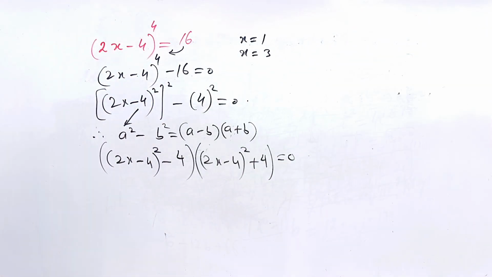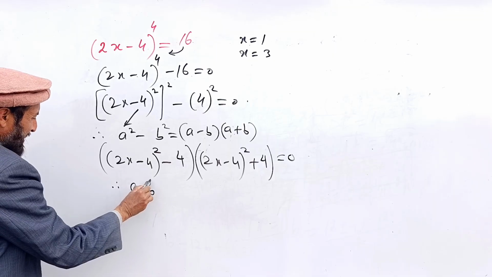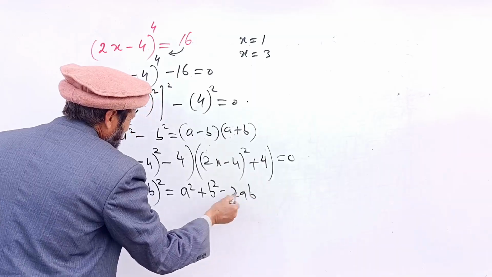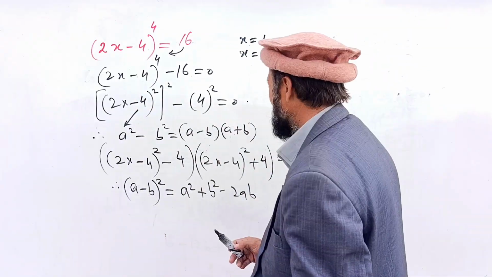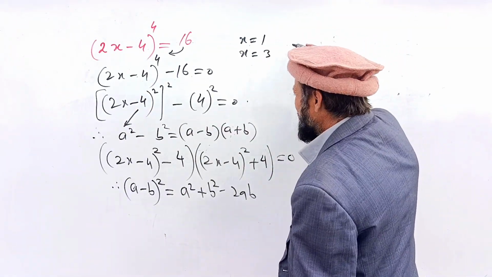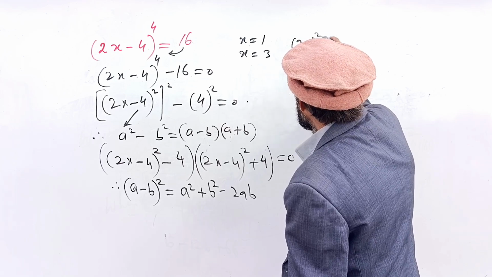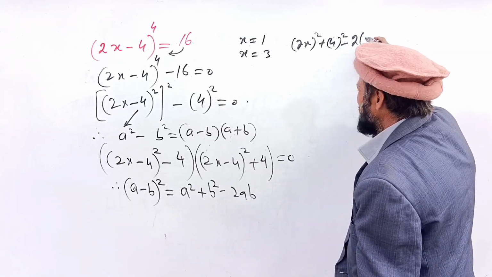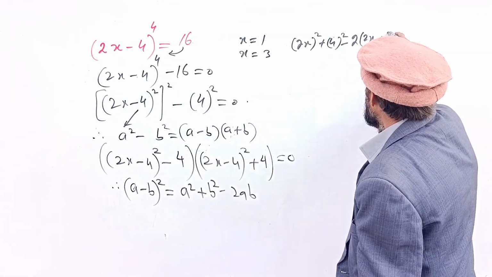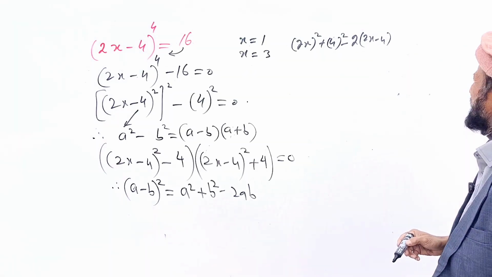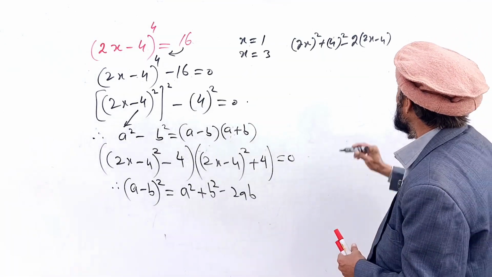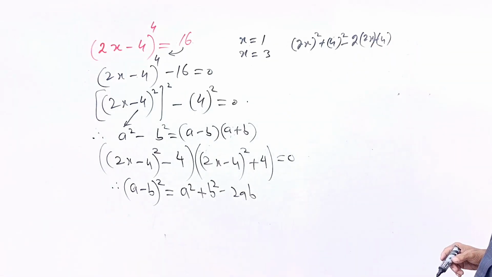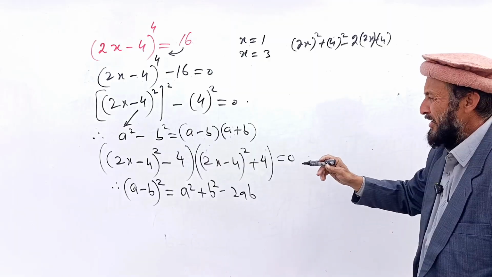Now we open the expression again using the formula (a minus b) whole square is equal to a square plus b square minus 2ab. According to this formula, we open this term, so the result becomes (2x) whole square plus 4 square minus 2 into 2x into 4, plus 4.